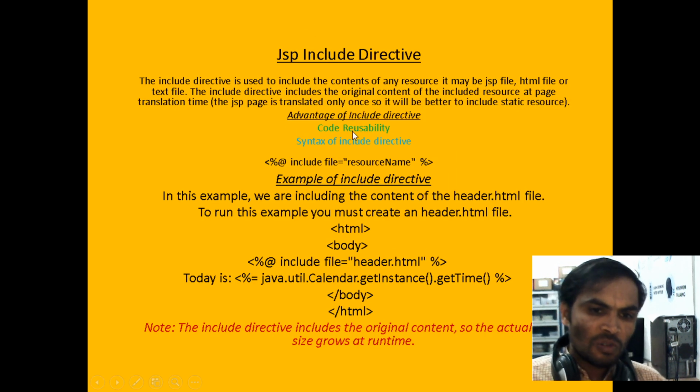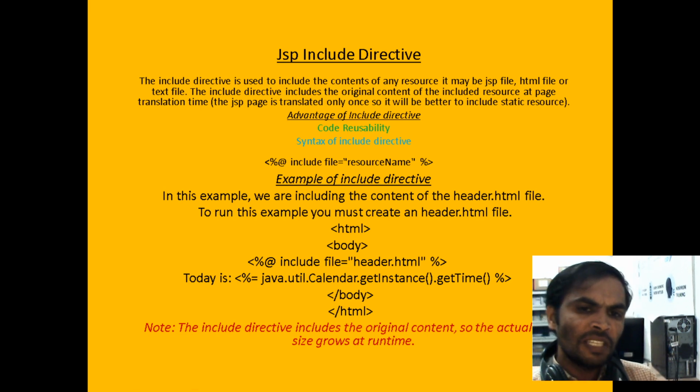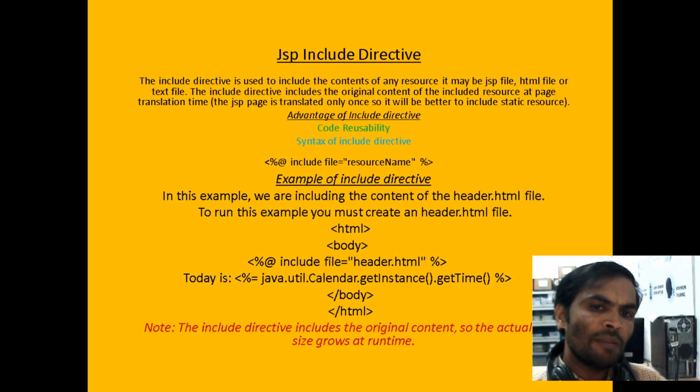Okay, thank you. In today's class, you learned about the implicit objects. We have nine implicit objects, very important. Coming to the directives, they are very important. The major purpose of the directives is for translating the JSP file into the servlet program. Directives are categorized into 3 types: page directive, include directive, taglib directive.